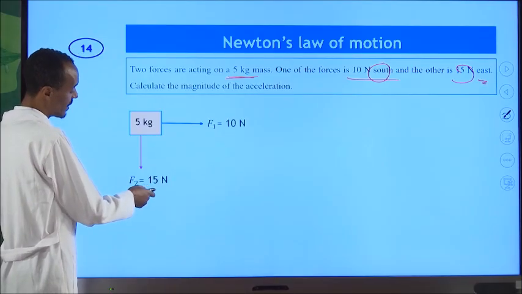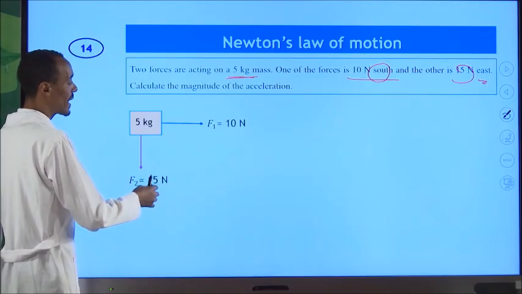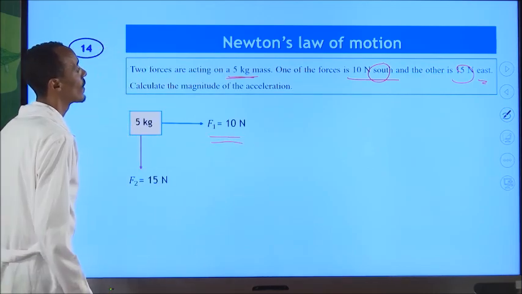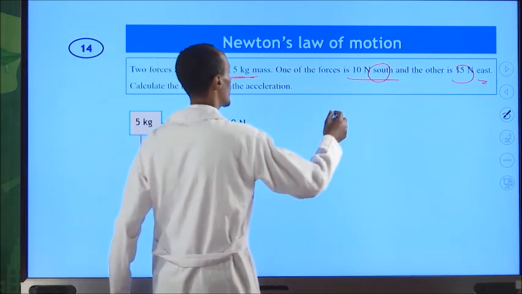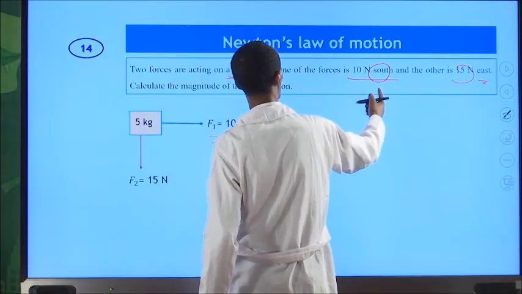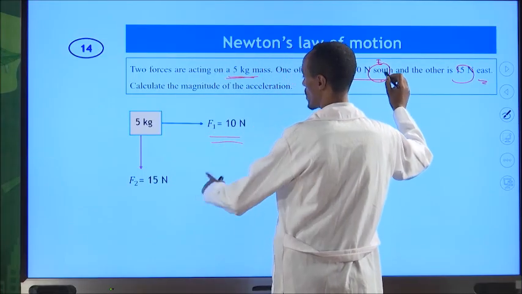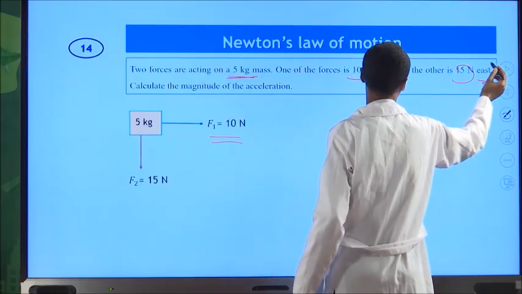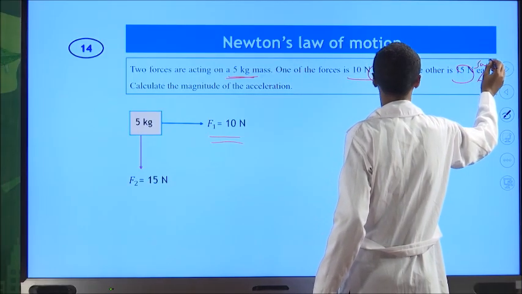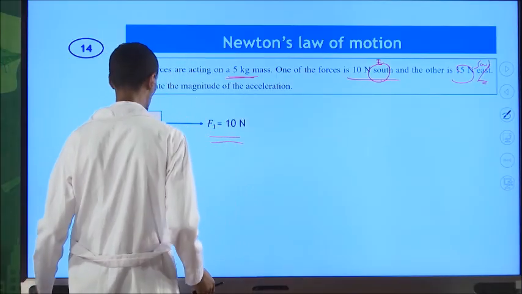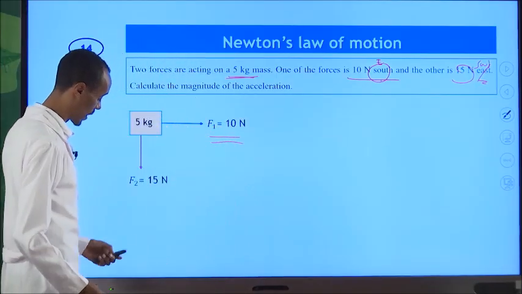F2 we can say is the south direction, and another force is the... okay, let's change this actually, because the 10 Newton force is to the south. Let's say this is east, because it is easy to change this one, and let me say this is south. Now on the diagram indicated, it is appropriate to carry out the calculation.